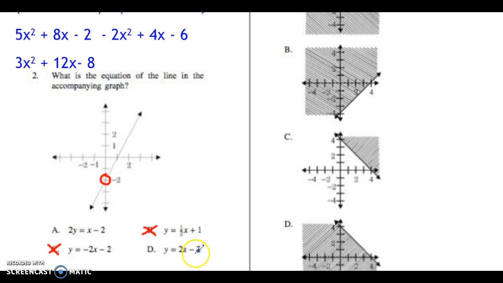This one, though, has a positive 2 as its slope, which means up 2 over 1. That checks out. And it has a negative 2 as its y-intercept. That checks out. This is your answer. Even though I didn't really look into this one, it doesn't matter because I found my correct answer.